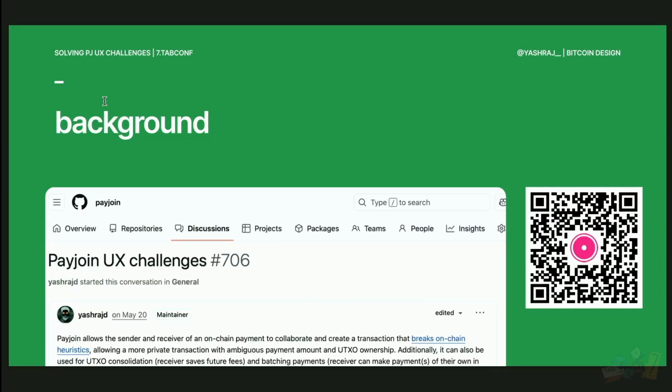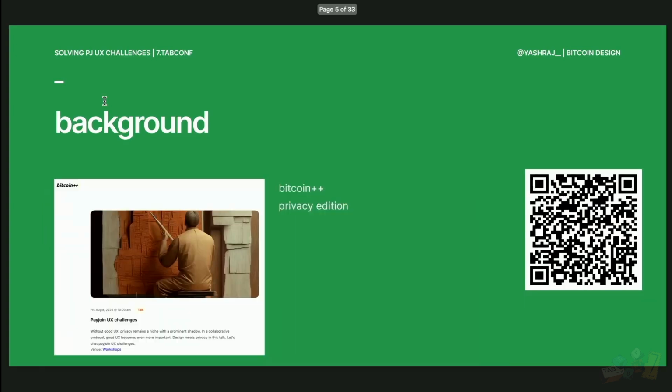So how this started is, I think on May 20, I wrote this discussion post saying, okay, these are the UX challenges that I see for Payjoin, for async Payjoin, that's BIP 77. And people thought there was something of value there, hopefully. So then I went to Riga at the Bitcoin++ privacy edition to talk about it to some people, and it was an amazing experience there also.